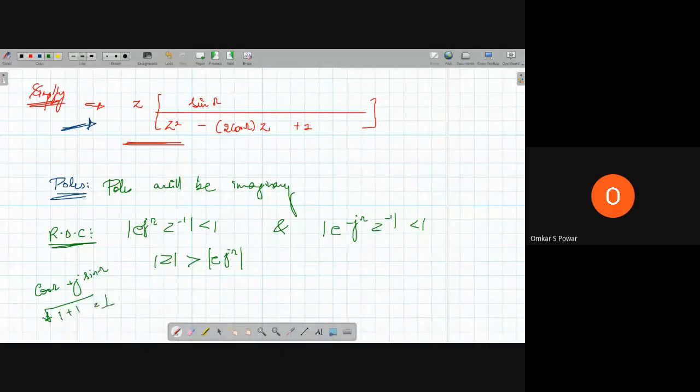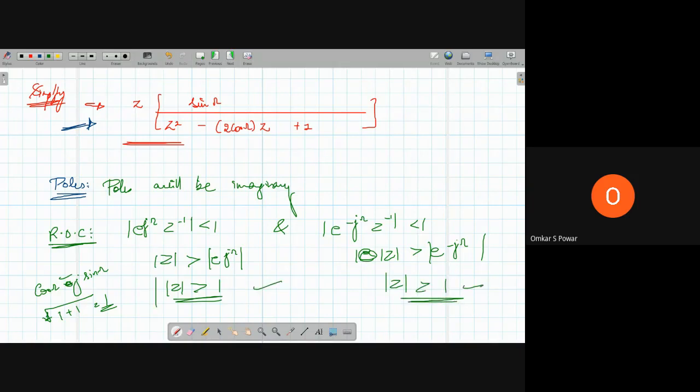So mod z is greater than 1. Similarly, if you do for this one, you will get mod z is greater than e power minus j omega. So what's the magnitude of this one? Instead of plus, it will be minus here, and again it will be 1. So mod z is greater than 1. So your ROC is mod z is greater than 1.